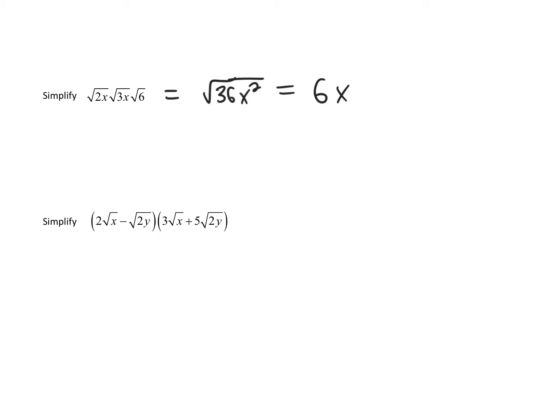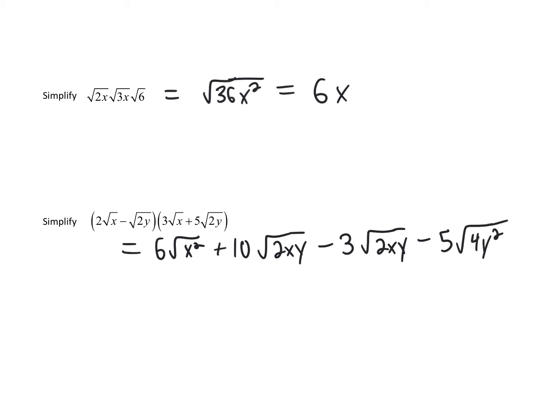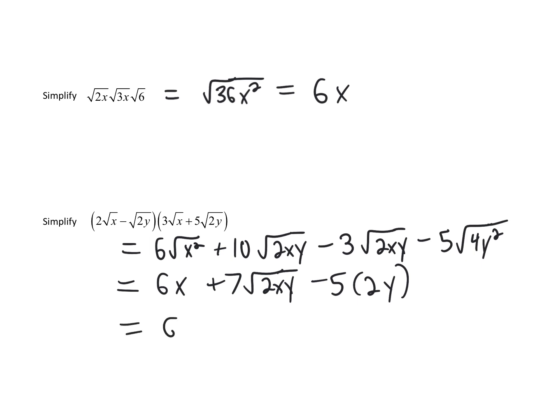The second one though, we're going to use FOIL. So we multiply the first two, so 6 root x squared. The outside, 10 root 2xy. The inside, so minus 3 root 2xy. And then the last, negative 5, 4y squared. Start simplifying. Root x squared is just x. We can collect the two middle terms, so we end up with 7 times 2xy under the root. And then the last term, root 4 is 2, and root y squared is y. Simplify the last term a little bit further. And we get our final answer.